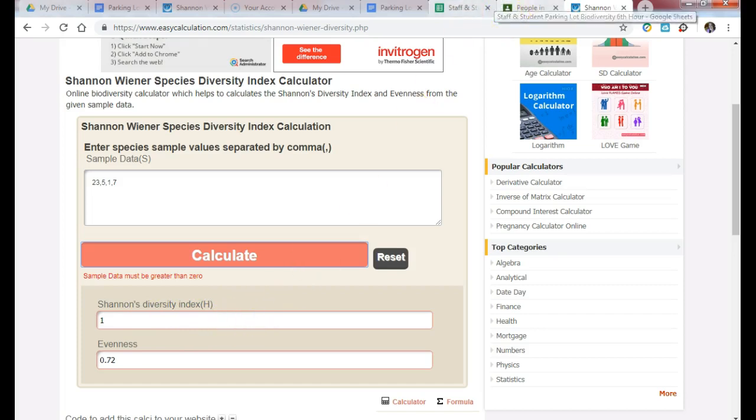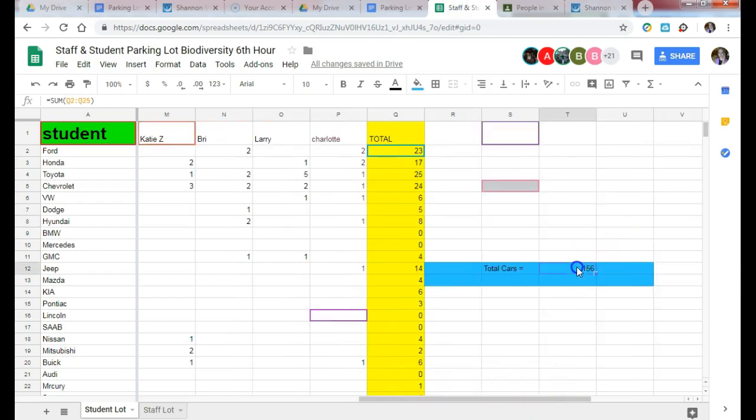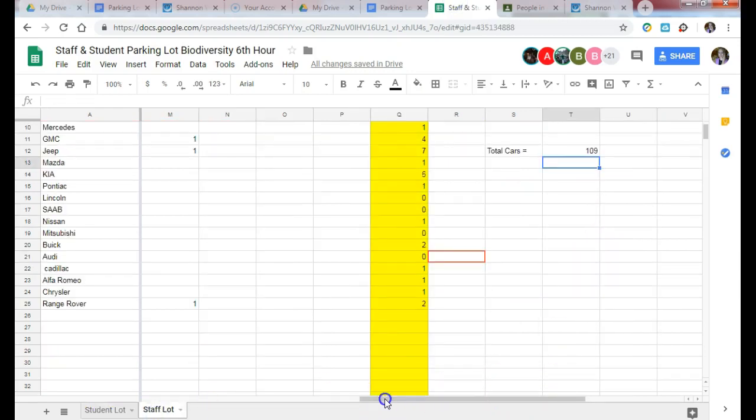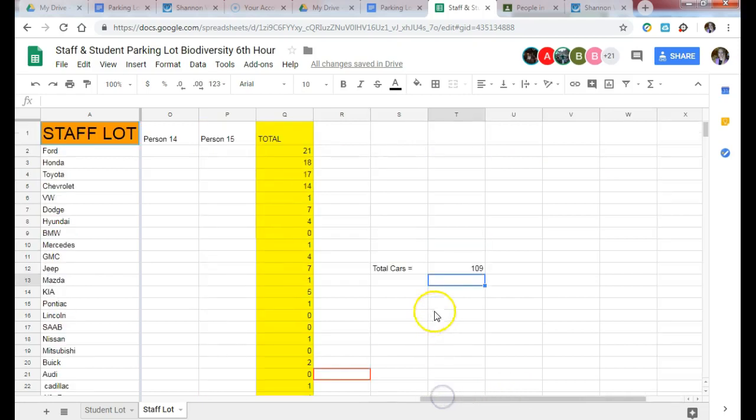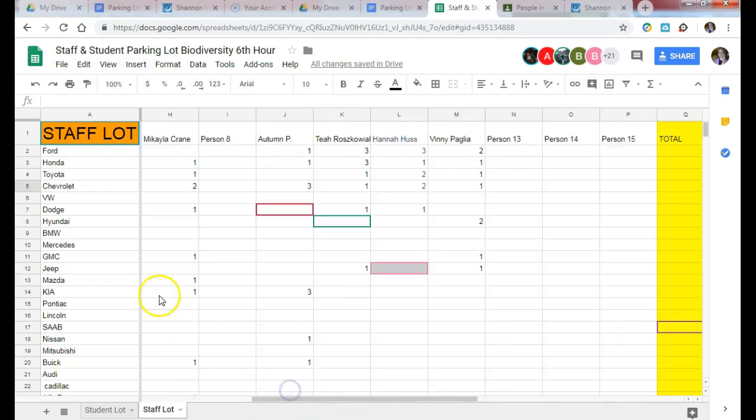So you're going to do that with the staff lot, and then you're going to do that with the student lot. I have also calculated the total number of cars for each lot. So when it says total organisms, that's in blue on each of the spreadsheets. Okay? All right, so I will give you some time to do that. And then when you're done, you can just answer the questions.